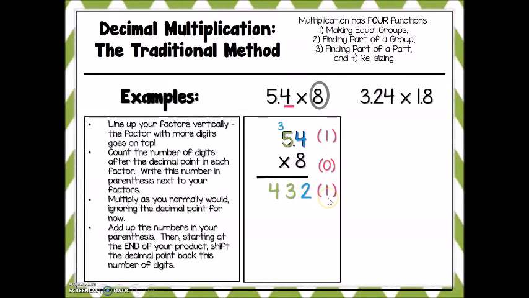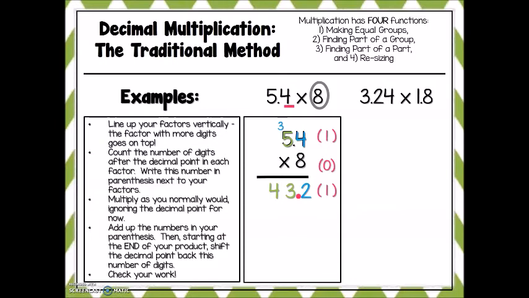What that means is that I need to move my decimal point so that there's one digit after the decimal point in my answer. In other words, I'm going to take the decimal point at the end and shift it back one spot to make my answer be 43 and 2/10. And finally, of course, I'm going to check my work. So that makes sense as an answer to me because 5 and 4/10 is a little bit more than 5. If I was multiplying just 5 times 8, that would be 40. So a little bit more than 5 times 8 should be a little bit more than 40. And 43 and 2/10 is a little bit more than 40.